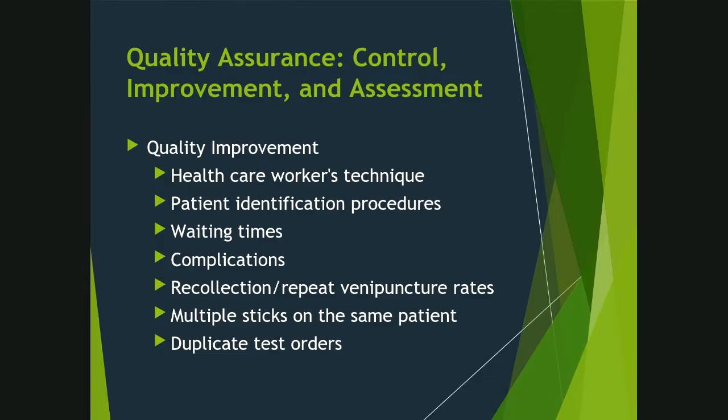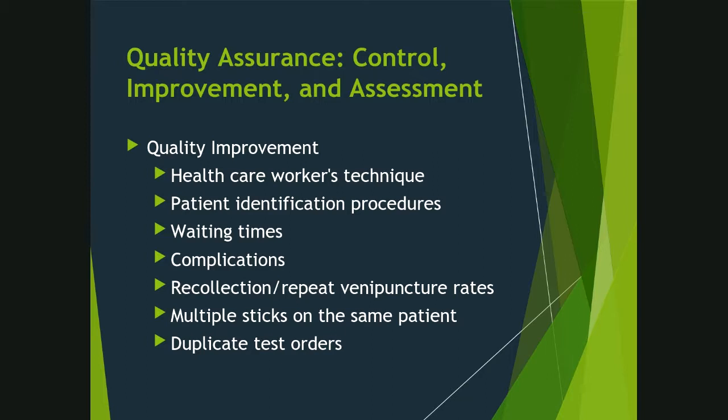So quality improvement, this is healthcare workers technique, patient identification, waiting times, complications, recollection, repeat venipuncture rates, multiple sticks on the same patient, and duplicate test orders. I'm going to give an example of each. So healthcare workers technique, if we notice a technician is taking 30 minutes to draw 5 patients, and then we have another technician that takes 30 minutes to draw 15 patients, we might look at their technique. What is one doing differently than the other to give us a quicker turnaround time?